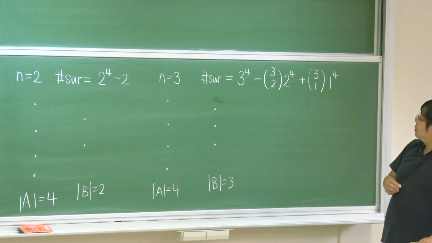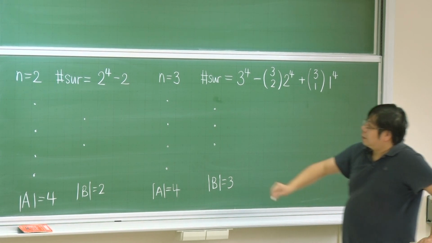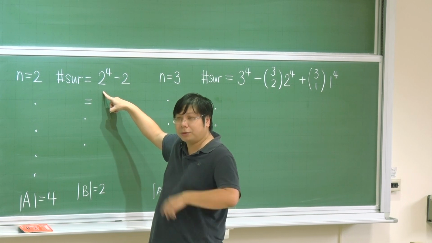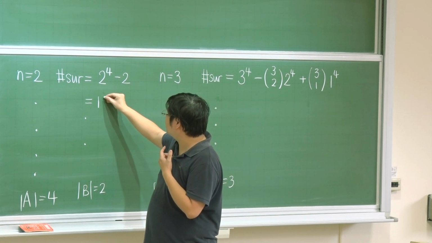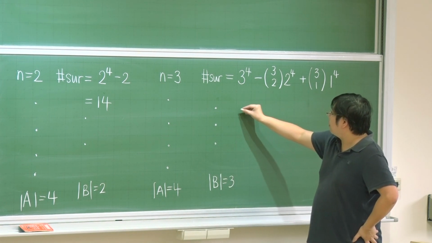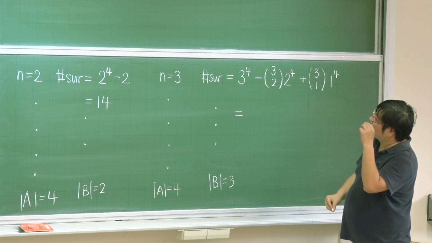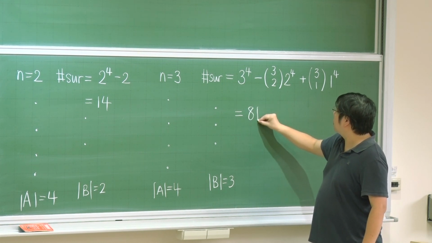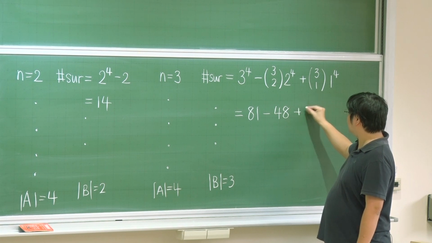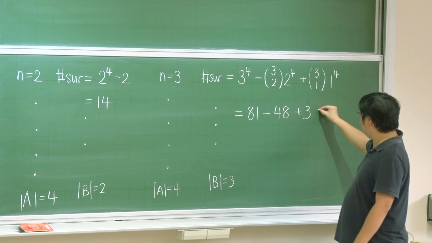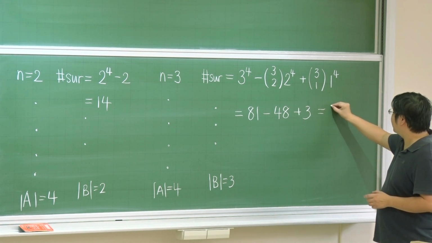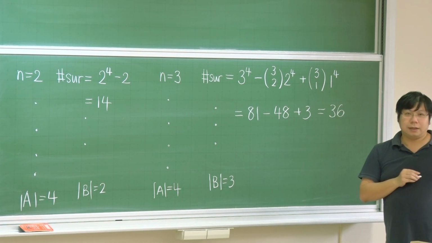Actually, let's count it. So here, 2 to the power 4 minus 2 is equal to 14, and 3 to the power 4 is 81. What is 81 minus 48, plus 3? It is equal to 36, thank you, 36.